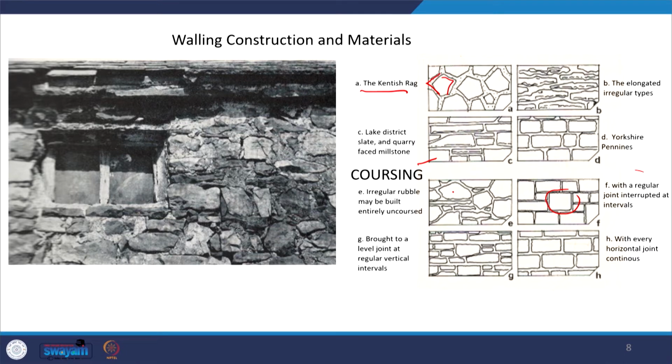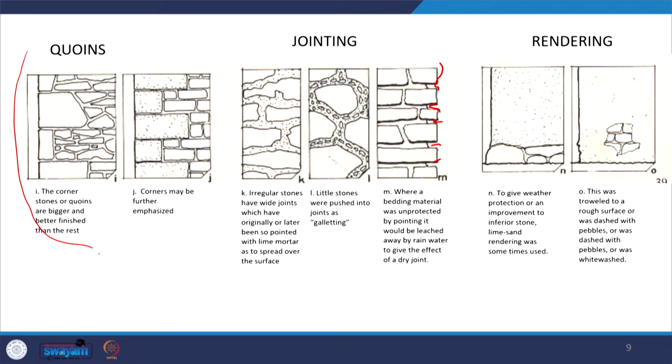Whether it is random rubble masonry or coursed rubble masonry, the type of coursing matters. Especially at the corners, which we find in many places, the cornerstones or quoins are much bigger in size, because that gives more stability and a better finish, and the corners are emphasized. Similarly, in terms of jointing, irregular stones have very wide joints, and they can be pointed with lime mortar or spread over the surface.